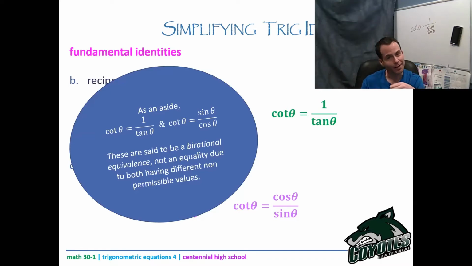In the second one, and here's what I want you to notice, with cotangent being cos over sine, we would just say sine of theta can't be 0. So that's where this slight difference is, and that's why we can't call it an equality, because they have slightly different non-permissible values to them.